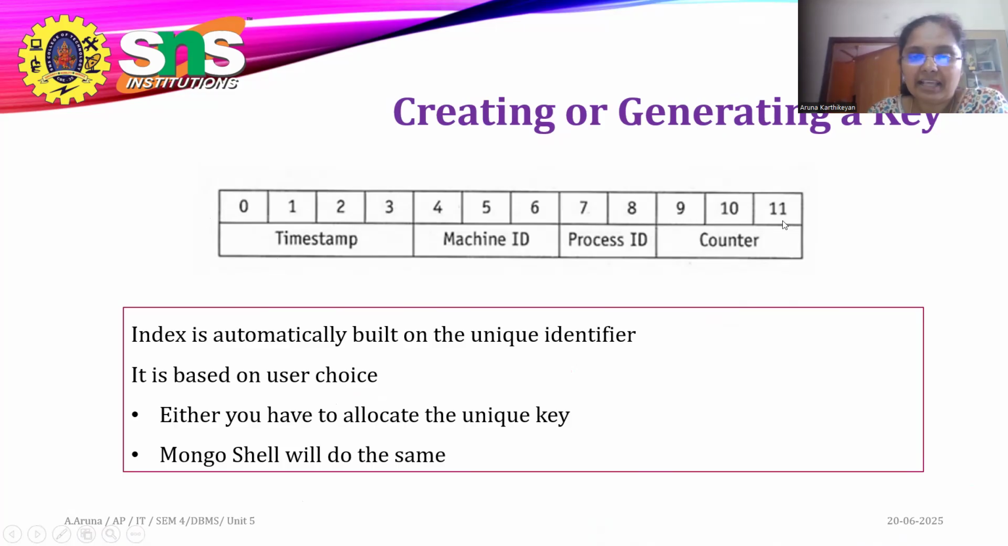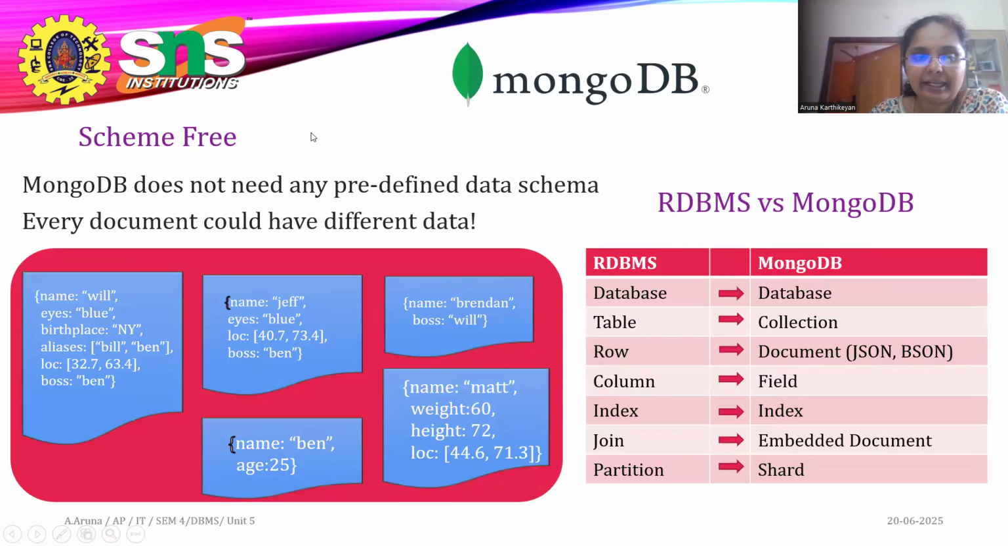So it will have 11 keys. The first four are a timestamp, the next three are a machine ID, the next two are my process ID, and the last three are my counter value. So this is how an index can be created.